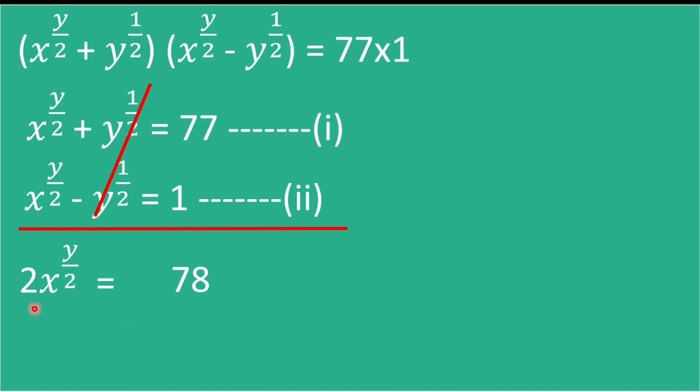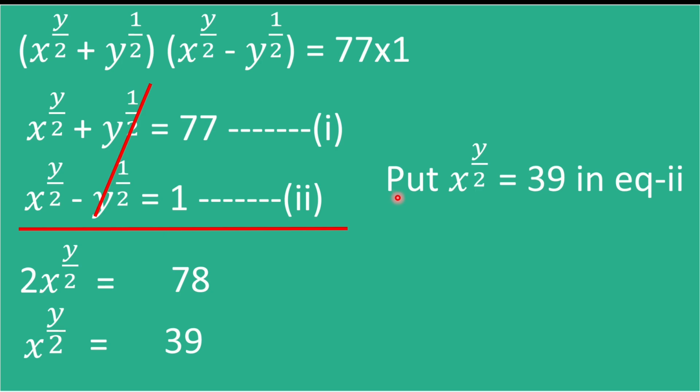Now in the next step we will divide both sides by 2, so we get x^y divided by 2 equals 39, because 78 divided by 2 equals 39. This is the value of x^y divided by 2. Now look at equation 2 over here. We will put this x^y divided by 2 over here, so we will get the value of y. So put x^y divided by 2 equal to 39 in equation 2, and this is equation 2. So now we will put 39 here.